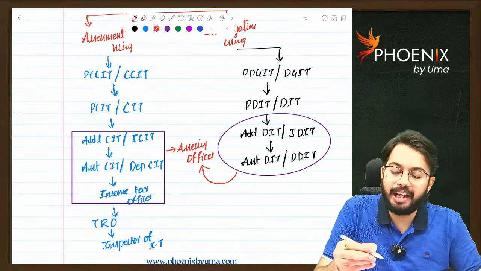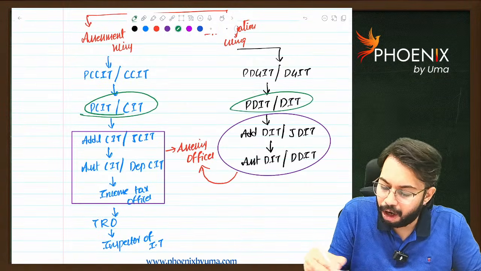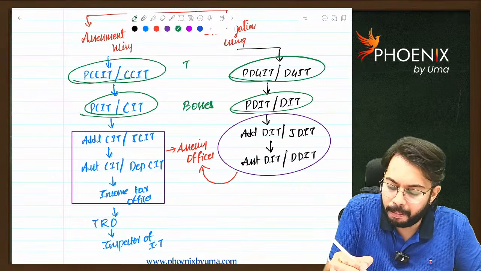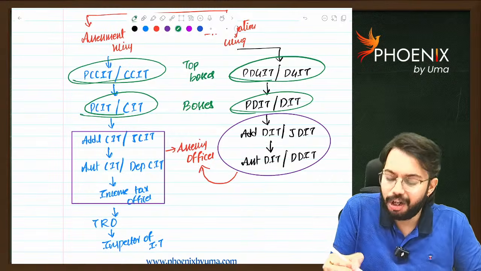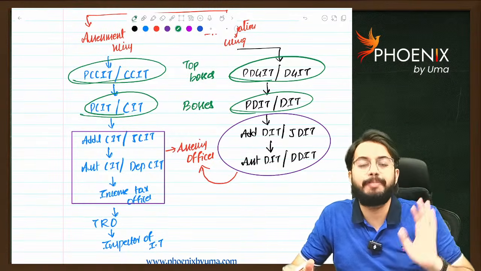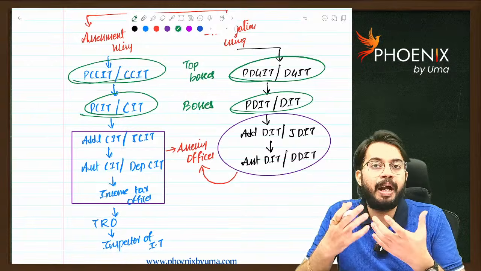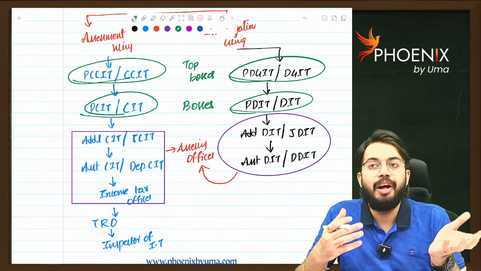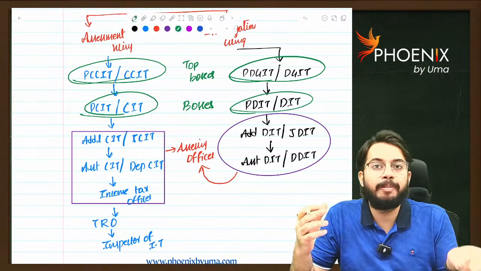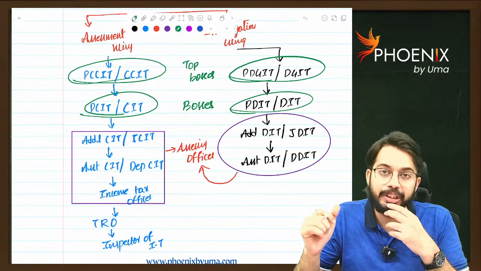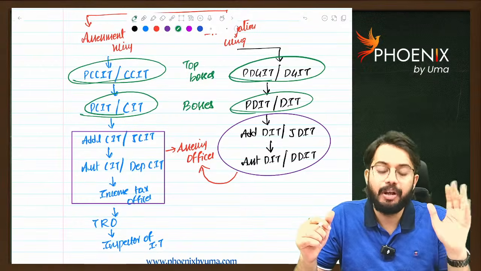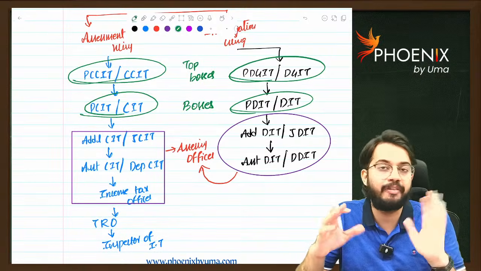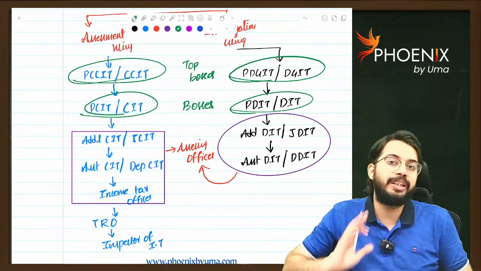See, I am giving one nickname. These two I call as bosses. These two I call as top bosses. Because down the line we are going to study survey, search, various provisions, where the department is required to take prior approval. Whenever prior approval of Commissioner or Principal Commissioner or Director or Principal Director is required, I will tell boss's permission is required. Whenever the permission of Principal Chief Commissioner, Principal Director General is required, I will tell the permission of top bosses is required.